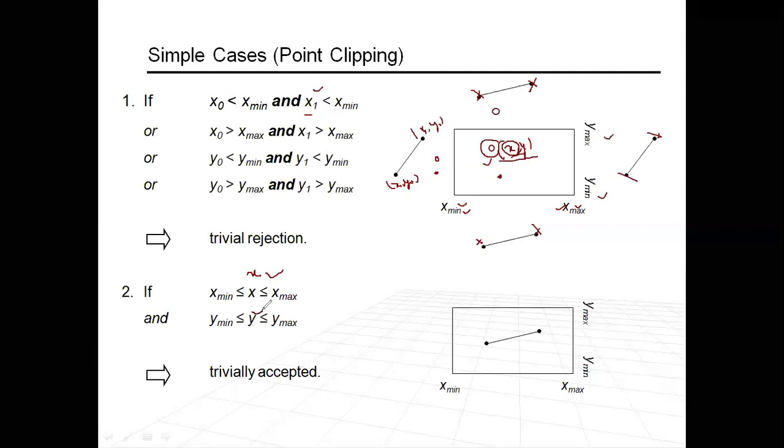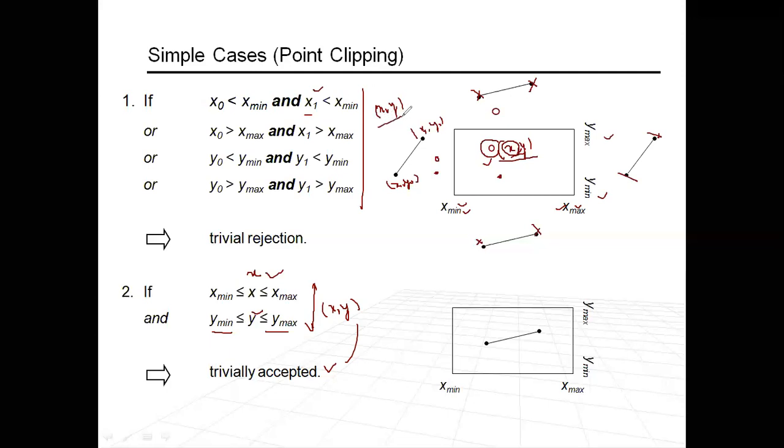Likewise for y. If it is lying within the range of y min and y max, then this y point will be considered to be lying within the visible region. So it should be trivially accepted. By looking at this inequality, we can check whether this point should be accepted, or by looking at this inequality we can check whether this point should be rejected.